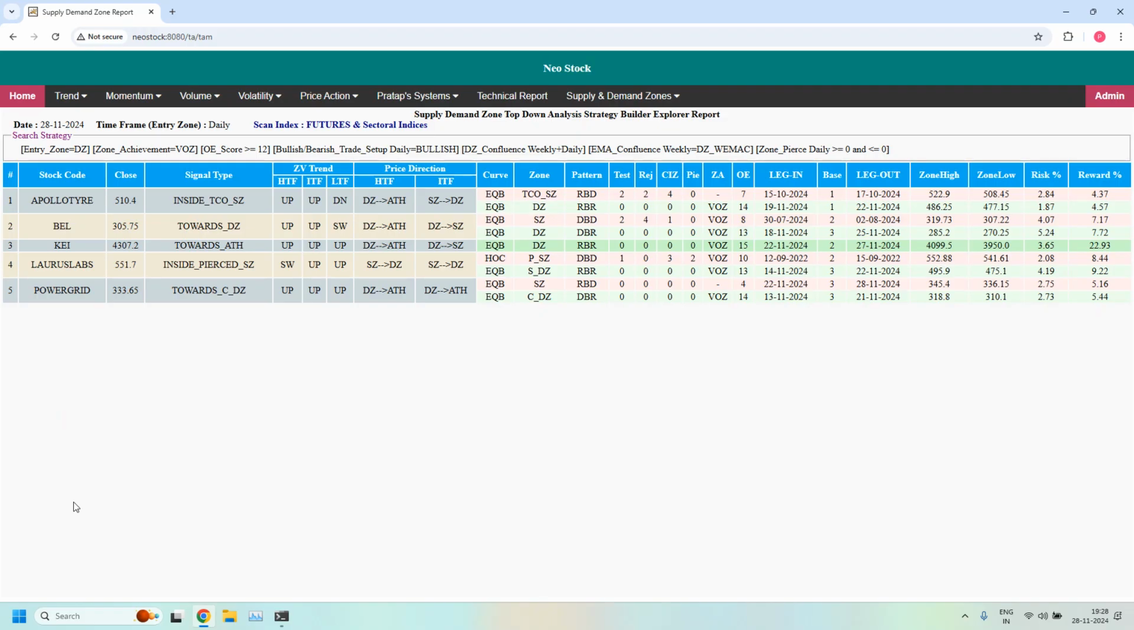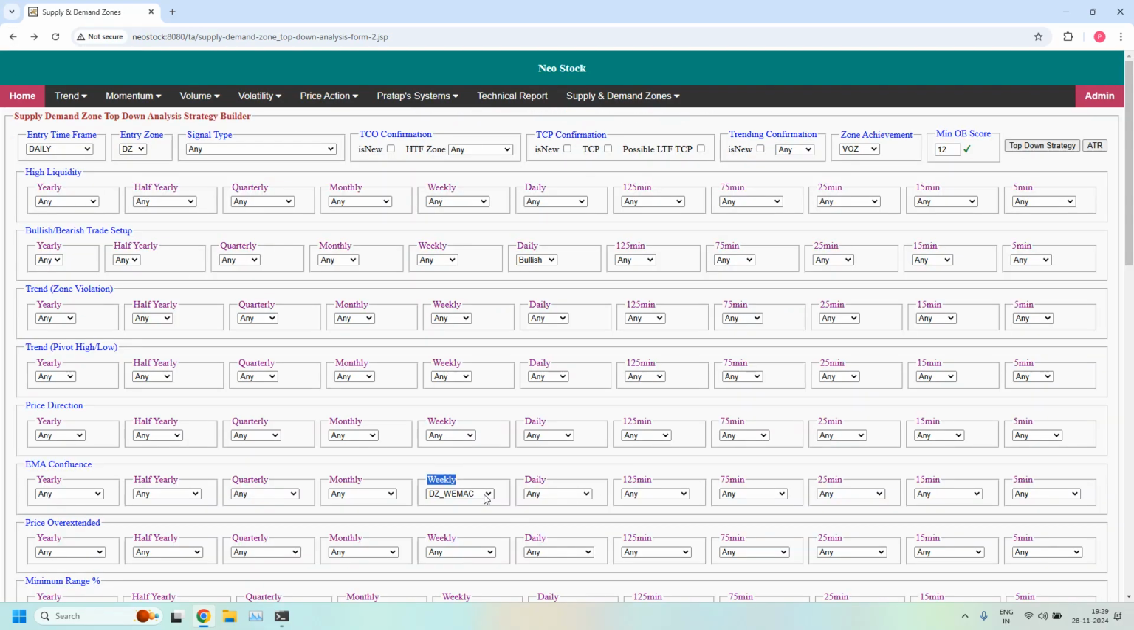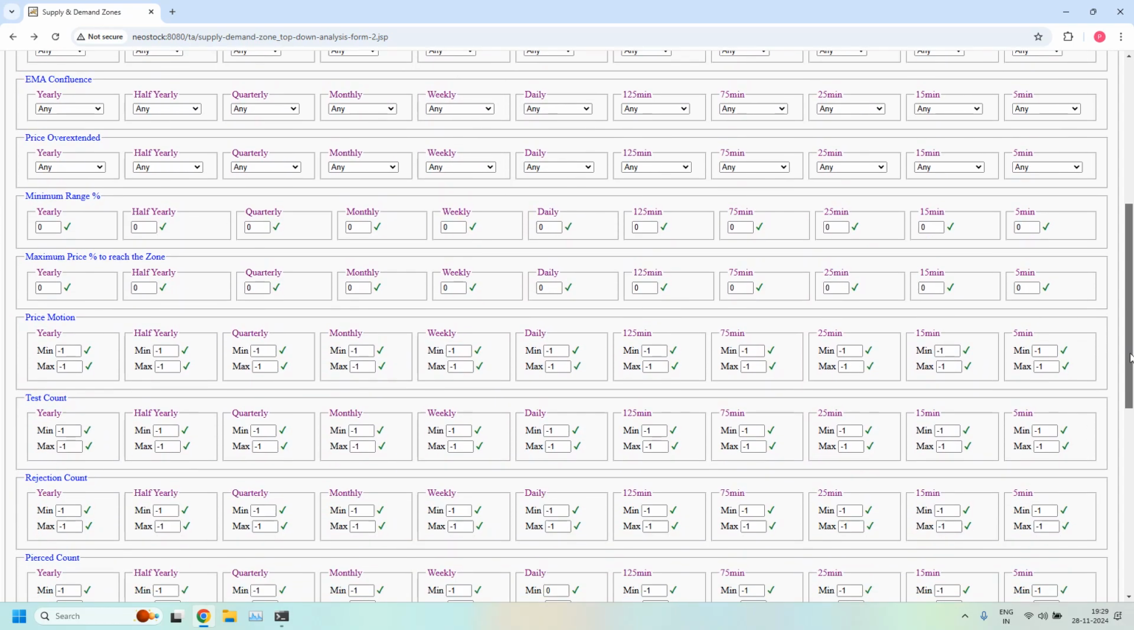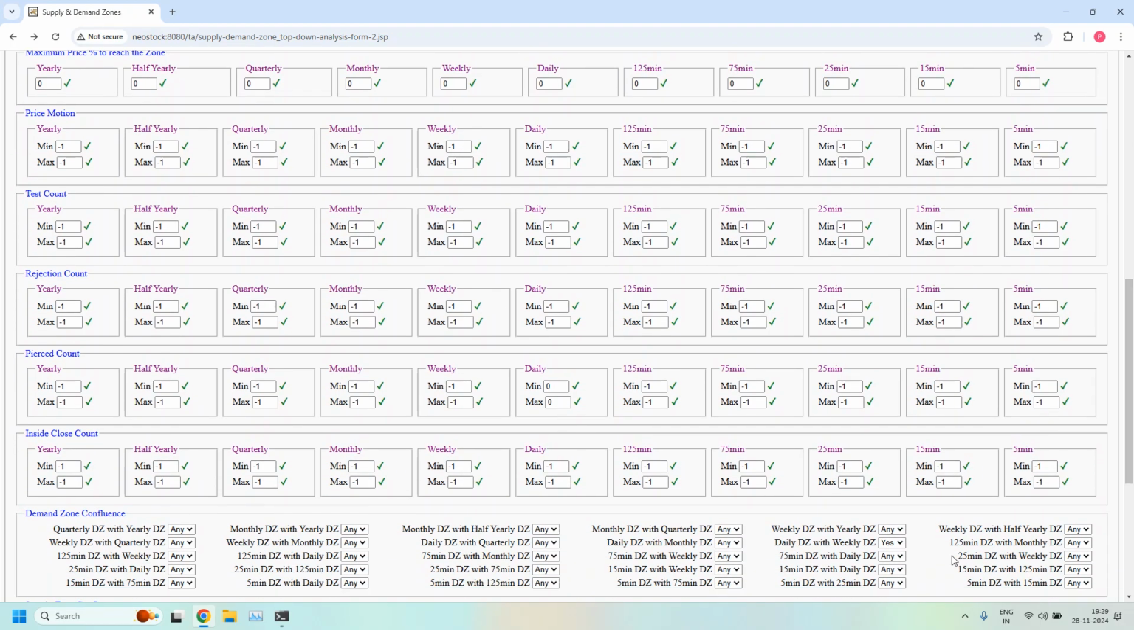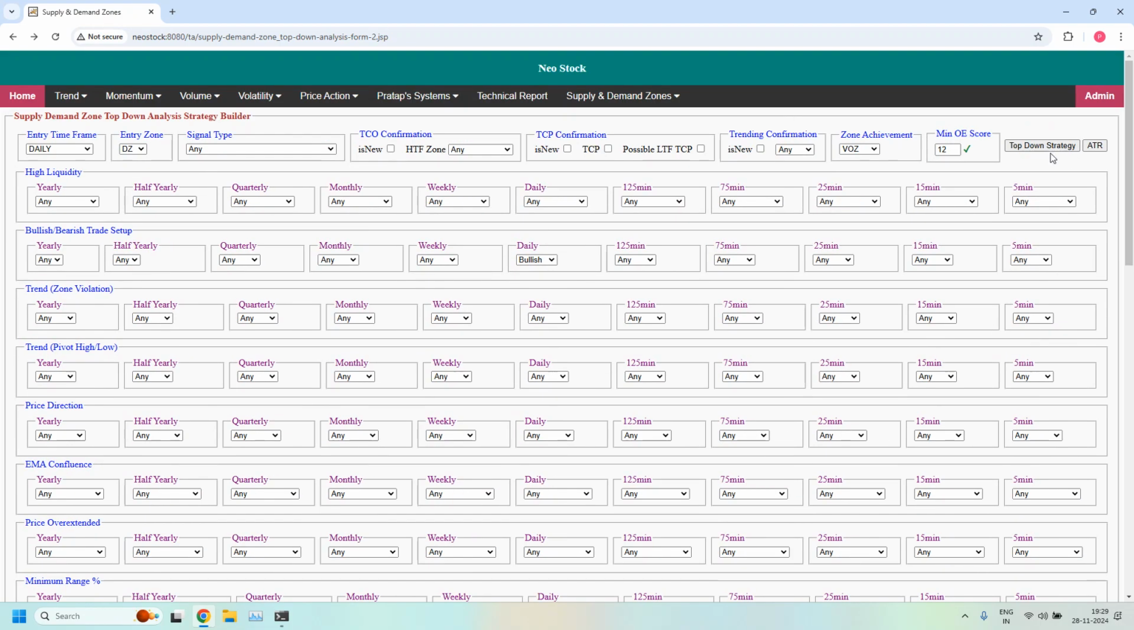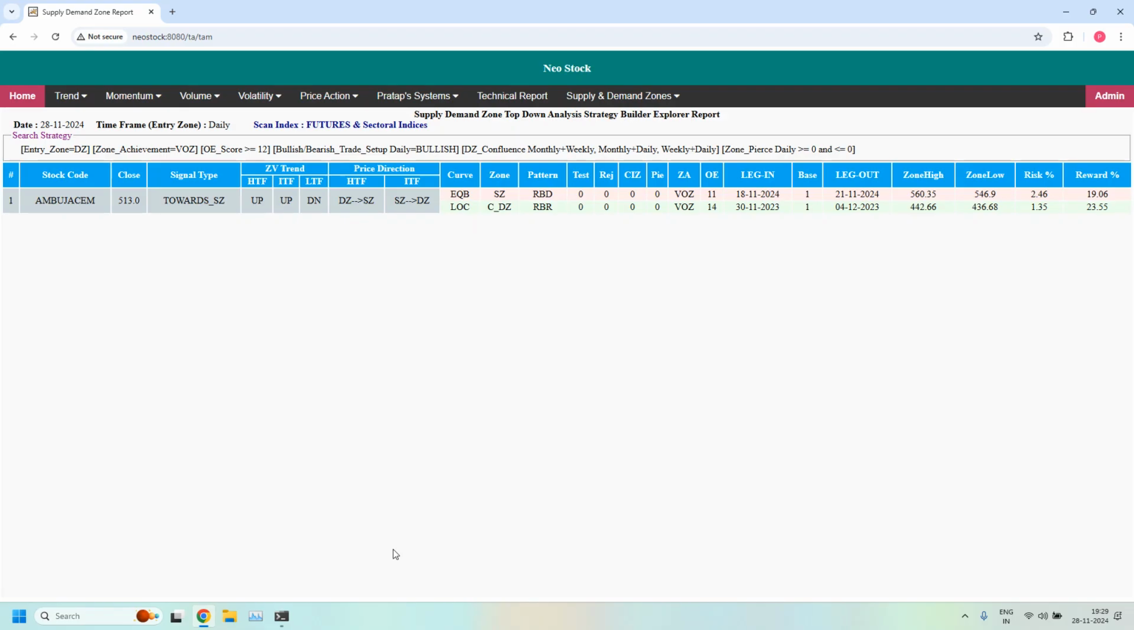Okay, next high probability trade setup is based on LTF, ITF and HTF demand zone confluence. Let's verify. I have to remove this EMA filter. I removed it. So in the demand zone confluence, we need to set 3 filters. First filter is already enabled. That is the daily demand zone with weekly demand zone confluence. Second filter, daily demand zone with monthly demand zone confluence. Third filter, weekly demand zone with monthly demand zone confluence are set, and with all these 3 filters, we got only one stock.